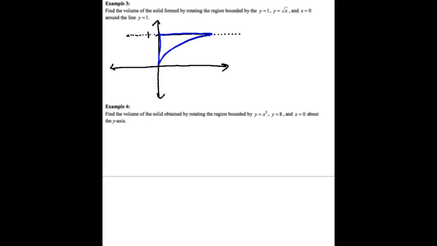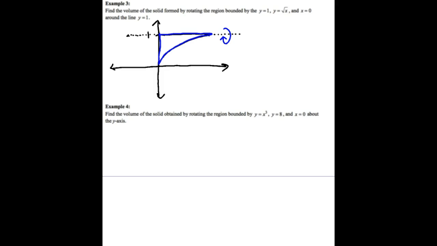Go shade it in yellow. I'm going to rotate it not about the x-axis, but it says rotate it up around. So go do this for your rotation. I'm going to rotate it up around y equals 1. So you're going to picture that thing rotating up and around.